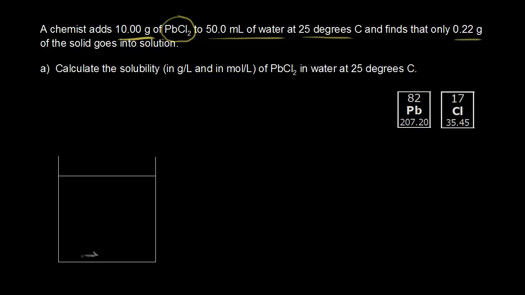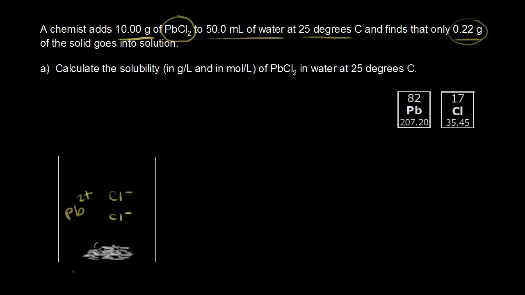Right, so most of the lead 2 chloride is undissolved, and we can go ahead and show that in our beaker over here. So let's say that this represents our undissolved lead 2 chloride. So this is a solid in our beaker. Some of the lead 2 chloride does dissolve, a small amount, only 0.22 grams. So we're going to have some ions in solution. We're going to have lead 2 plus ions in solution, Pb2 plus, and chloride anions, Cl minus.